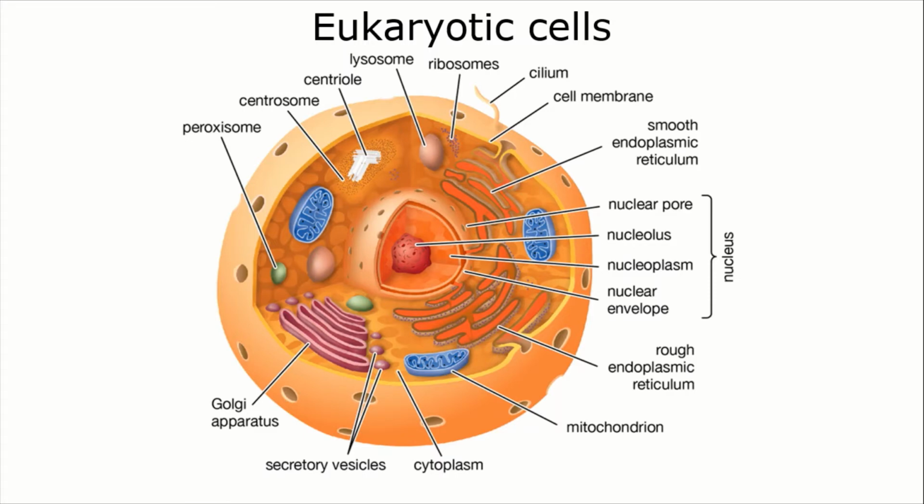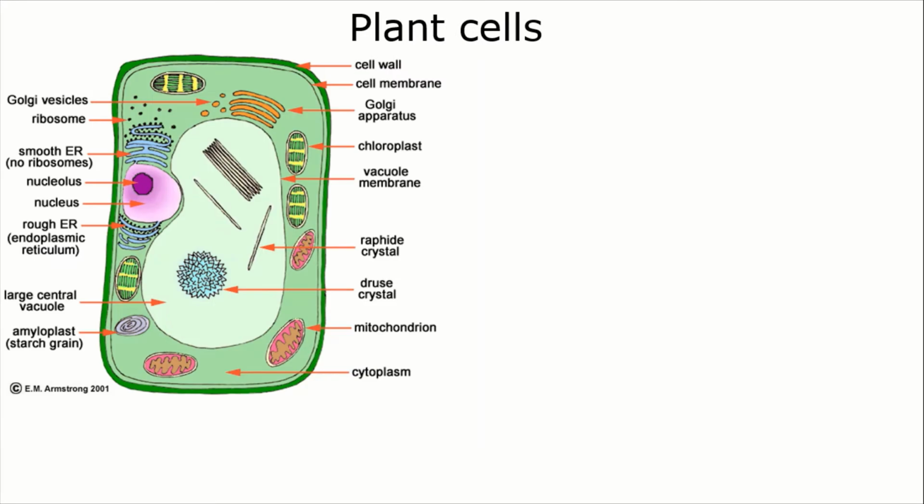But it is really important that you are able to recognise the structures that exist inside of both animal and plant cells, because you could potentially get questions where you have to label some of these structures. Now let's move on and have a look at a plant cell. Again, this should be a diagram that you are very familiar with from GCSE biology.